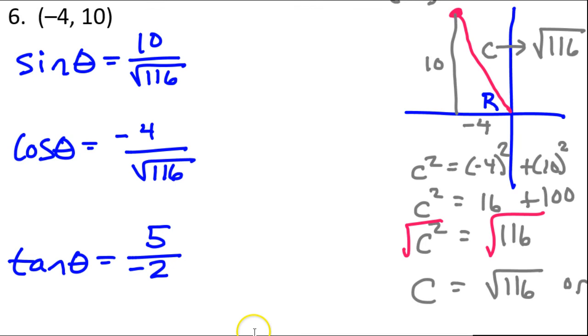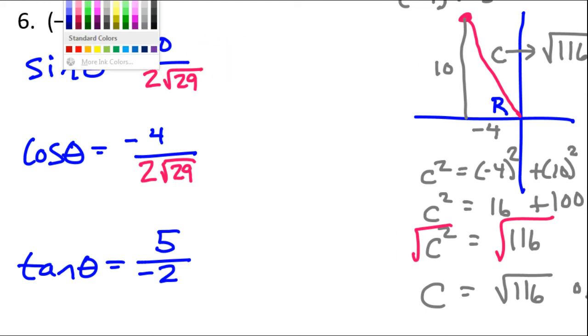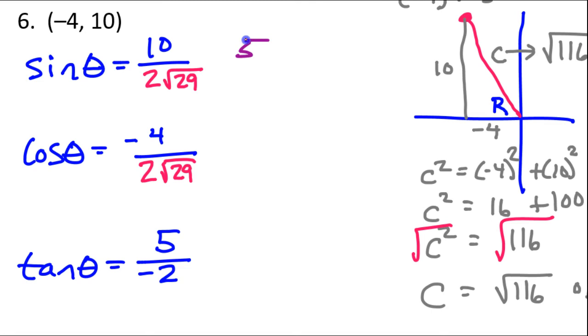So if I did want to reduce all of these, then I could replace radical 116 with 2 radical 29. Now notice that 2 goes into 10 5 times, so this would be the same thing as 5 over radical 29. 2 goes into 4 twice, so this would be the same thing as negative 2 over radical 29. Alright, so this is what it would look like as a simplified answer.